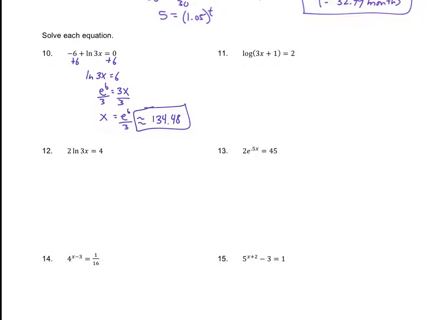Number 11, we're going to rewrite this, so log base 10. 10 squared equals 3x plus 1. That's 100 equals 3x plus 1, minus 1, and divide by 3. X equals 33.